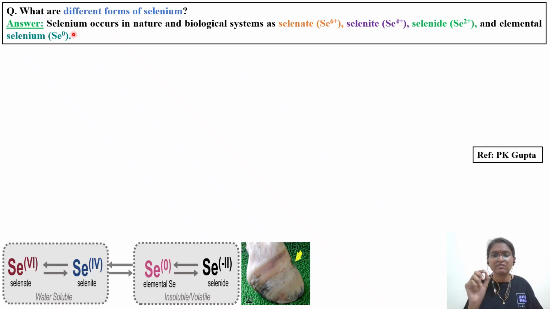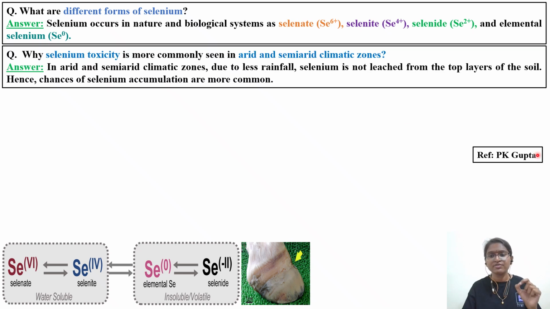So in the case of selenium, we will see. Selenium occurs in nature, in biological systems, as selenate. Here I've given the figure, you can pause the video and read. Selenite, that is Se+4, selenide, that is Se-2, and elemental, that is Se0. Okay, so different forms of selenium.